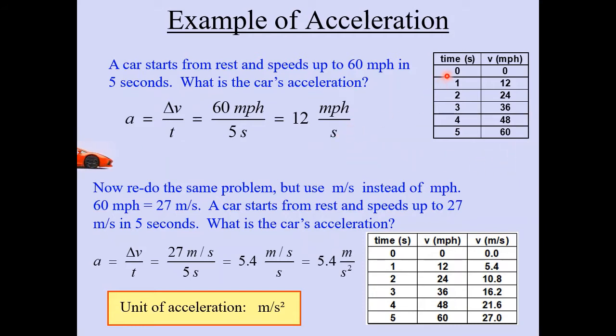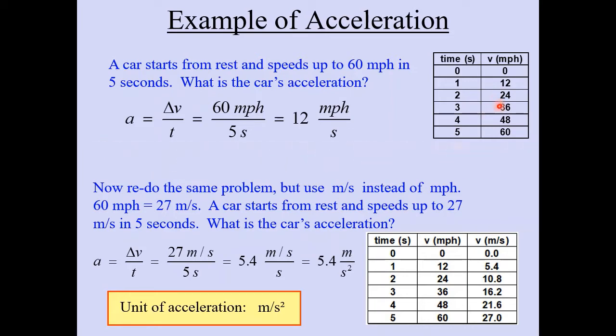So if we were to construct a table showing the time here, starting at 0 seconds, the car is going 0 miles per hour, of course, because we're at rest. After 1 second, we're going 12 miles per hour, because remember, the acceleration is 12 miles per hour every second. After 2 seconds, the car is now going 24 miles per hour. Remember that every second, the car speeds up by 12 miles per hour. So after 3 seconds, the car is going 36 miles per hour.